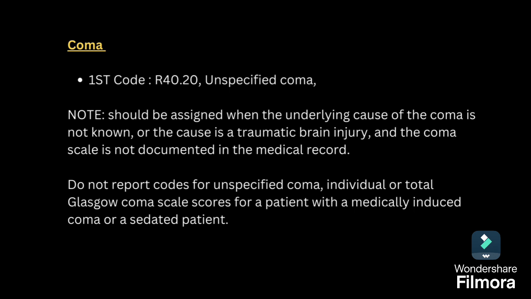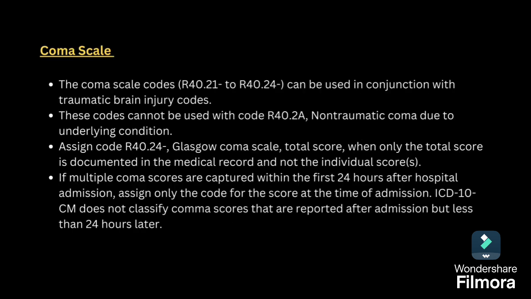Next guideline is coma. If the patient's diagnosis is mentioned like the patient is said to be in coma, the primary code will be for unspecified coma, that is R40.20. Here one thing you should make very clear: it should be assigned when the underlying cause of coma is not known, or the cause is a traumatic brain injury and the coma scale is not documented. In that case, you will be coding it as unspecified coma.